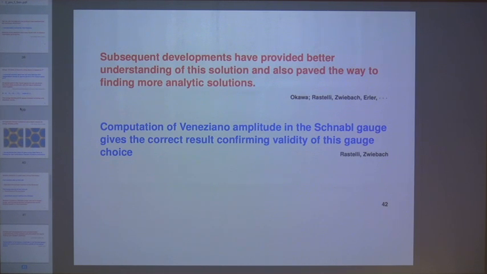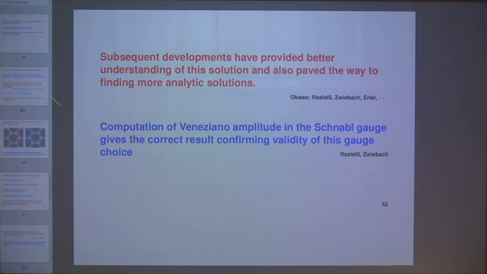So there have been subsequent developments which have provided better understanding of the solution and also paved the way to finding more analytic solutions. In fact, this started with the work of Yuji Okawa, who reformulated Schnabel's solution in a nicer form, which is called the KBC algebra that I'll be describing in the next slide. Based on that algebra, one could construct many different analytic solutions.